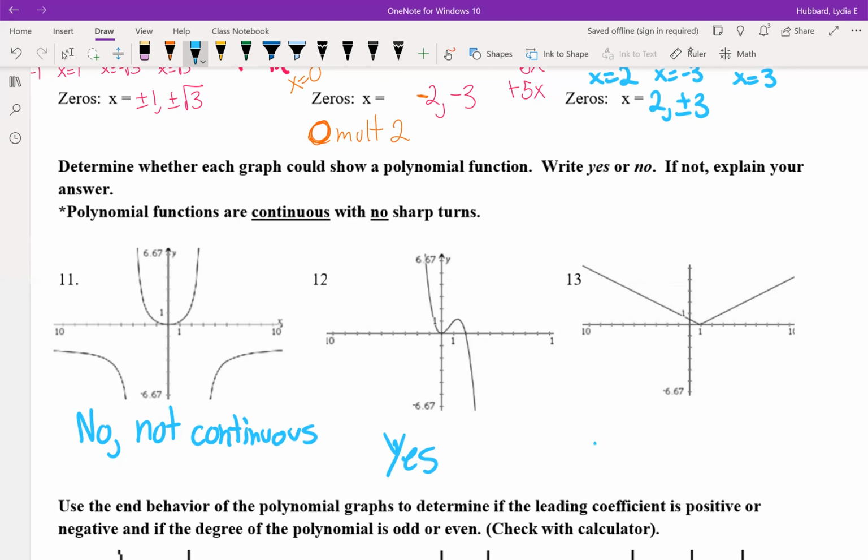Number 13 is no, and while it is continuous, it's not stopping. It has this sharp turn right here at 1. So it has a sharp turn at x equals 1, right? It's making this V shape. And so because of that, if that was a curve instead of a turn, this would be continuous, but because it is that sharp turn, it's going to be no.